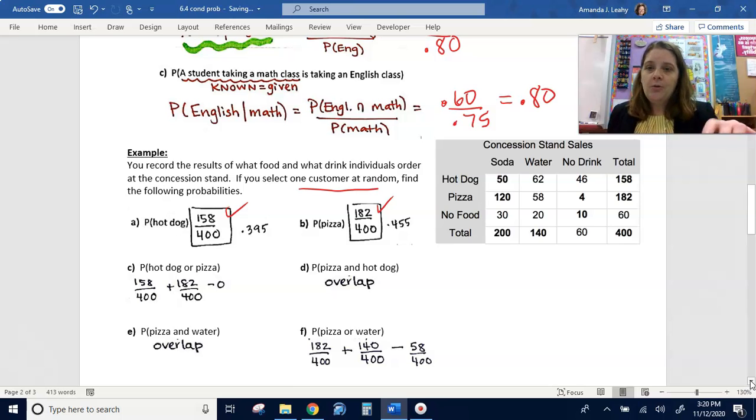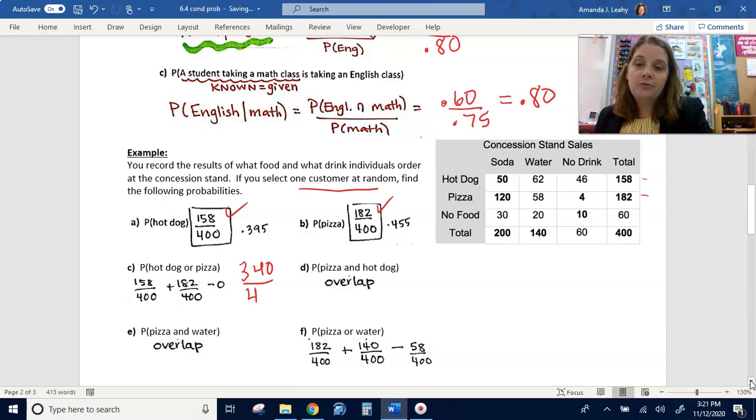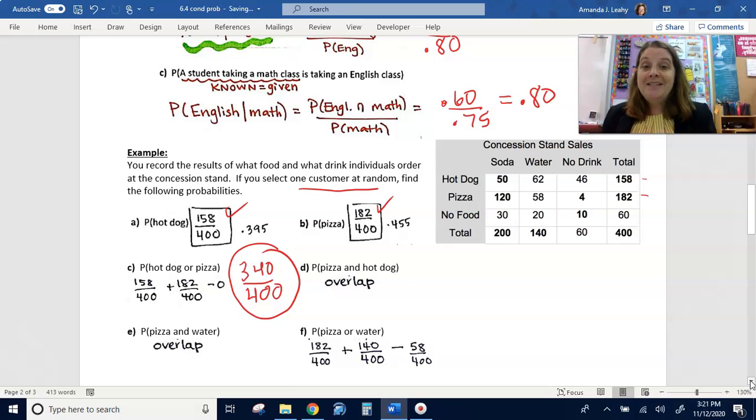Hot dog or pizza. Okay, so I know that there are 158 who like hot dogs, and there are 182 who like pizza, but there's no overlap in this. So I don't need to worry about counting anything twice. So I just put my 158 and my 182 together, and that's going to give me 340 out of the 400. All right, pizza and hot dog. Now I see that word and, which means I'm looking for the overlap. I want to know where pizza and hot dogs overlap, and it looks like they never do. So if there's no overlap, it must mean that those two are mutually exclusive, they're disjoint, and they have a probability of 0 because there's no overlap there.